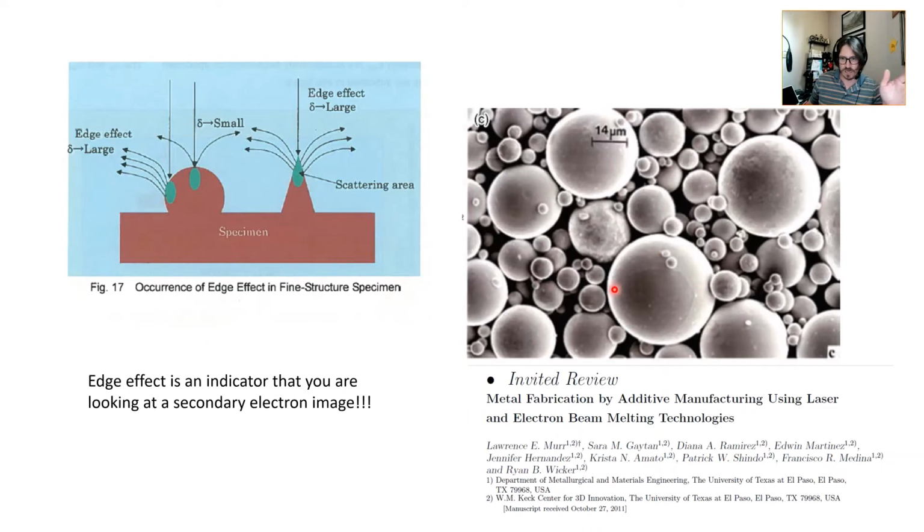One thing you don't see, so let's go back and look at this one. This is a secondary image. We clearly see edge effect on these particles. These also have satellite spheroids, and so this material was also created by gas atomization. I don't rightly remember which one this was. It may be a steel one, but anyway, the ring around the sphere, if you will, is edge effect, so that tells us it is a secondary electron image.